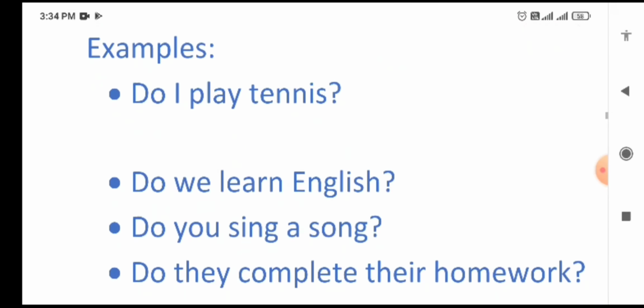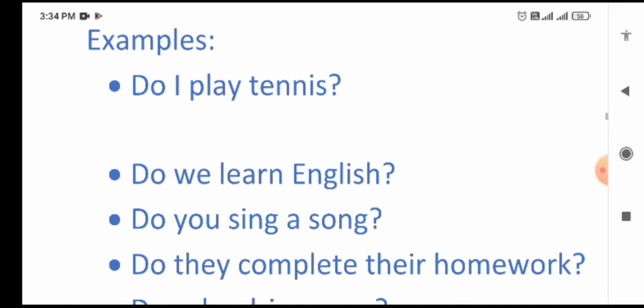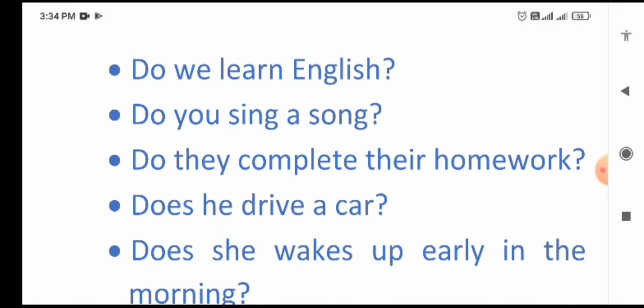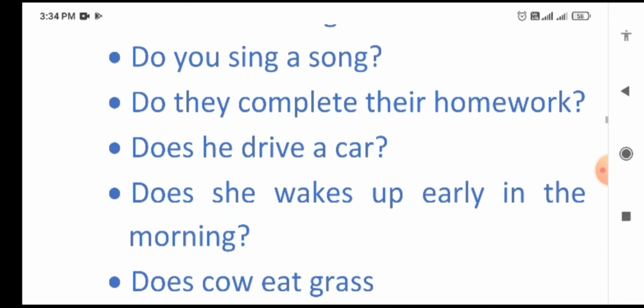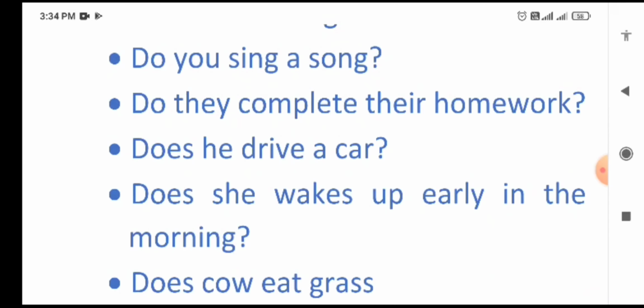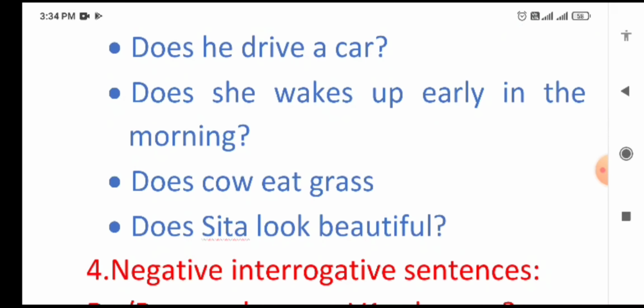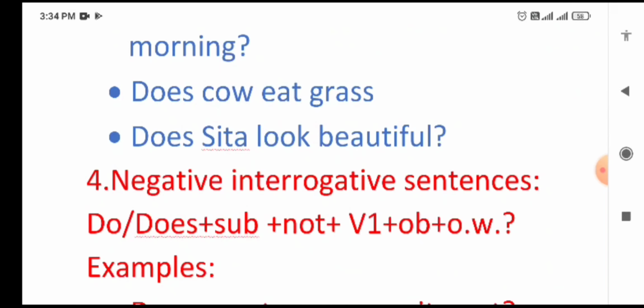Examples are: do I play tennis? Do we learn English? Do you sing a song? Do they complete their homework? And note, if your subject is he, she, or it, then does is used before the sentence. Examples: does he drive a car? Does she wake up early in the morning? Here bakes is wrong. You have to correct it. It is bake. Does cow eat grass? Does Sita look beautiful?